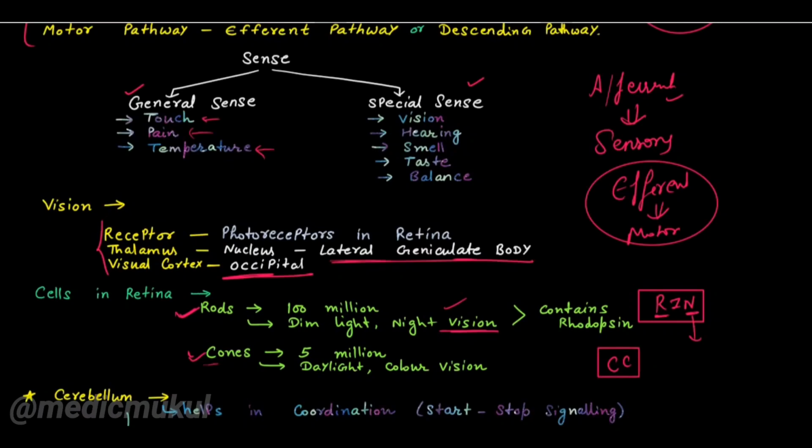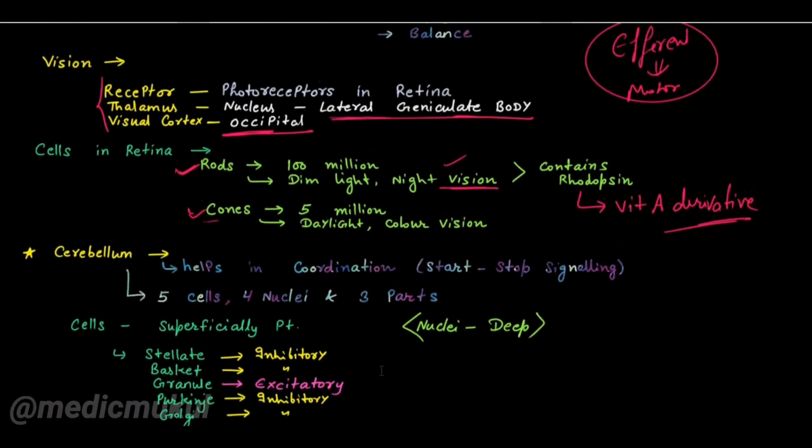So rods, remember, they contain the pigment that is rhodopsin pigment. Which pigment? Rhodopsin. So rhodopsin, remember, it is what? It is vitamin A derivative. So take vitamin A to improve your vision. Okay. So vitamin A derivative.